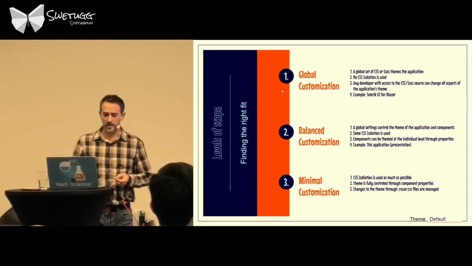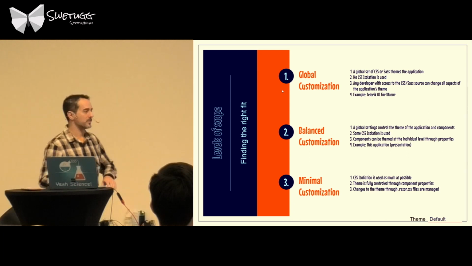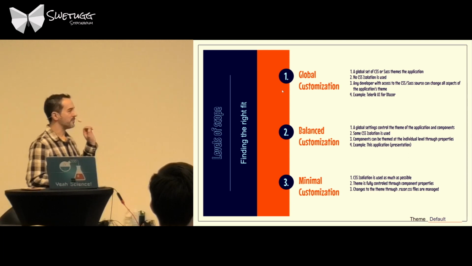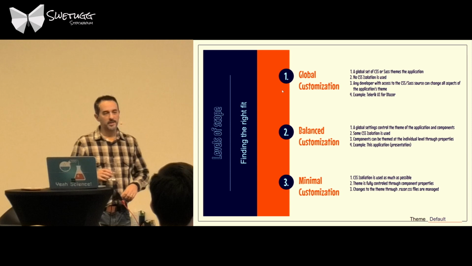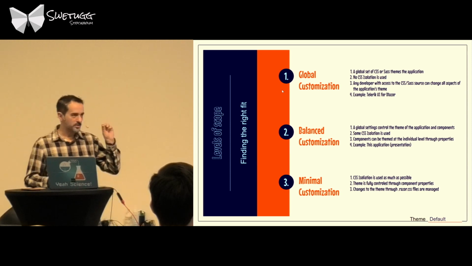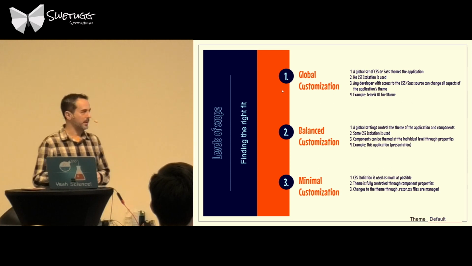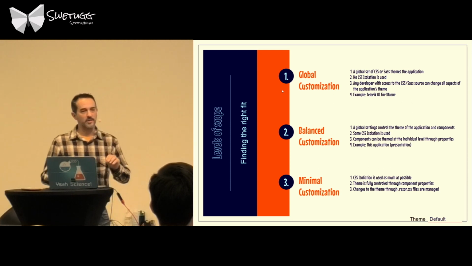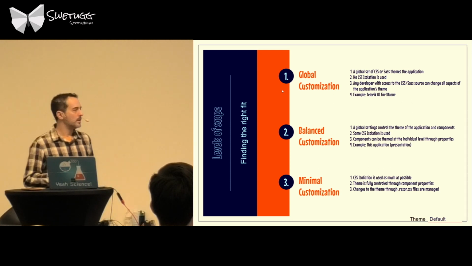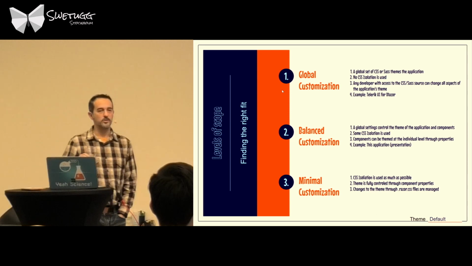Then on the other end of the spectrum, on number 3, we've got minimal customization. So we're putting a file with every component, and that CSS isolation file is styling one component only. There's no global theme. If I want to make changes, I have to go touch that individual CSS file that belongs to each component.